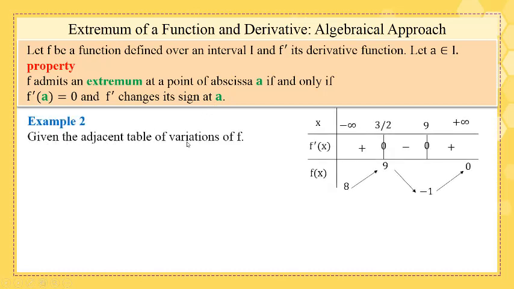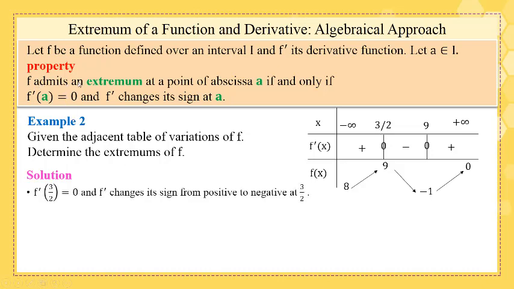Example: given the adjacent table of variations of f, determine the extremums of f. The first condition is f prime of a equals 0. What are the values of x for which f prime of x equals 0? Good. x equals 3/2 and x equals 9. Let us see whether the second condition is verified. f prime changes its sign from positive to negative at 3/2. So f admits an extremum at 3/2.